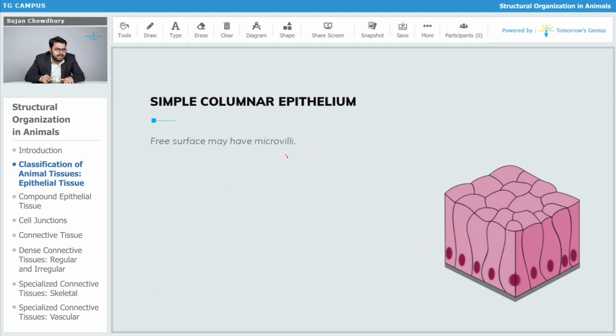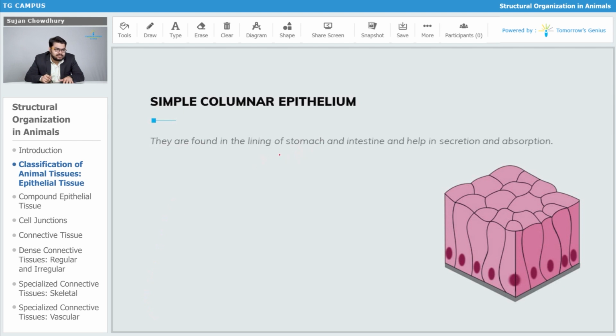The free surface may have microvilli. These microvilli have an important function in directing the movement of something in a specialized way. So, definitely the microvilli are important.